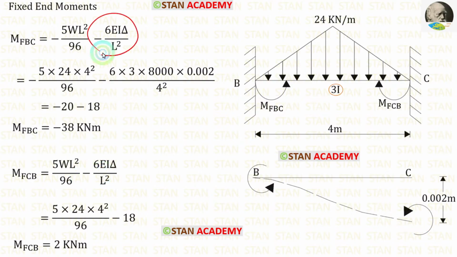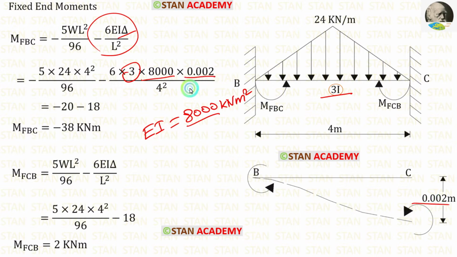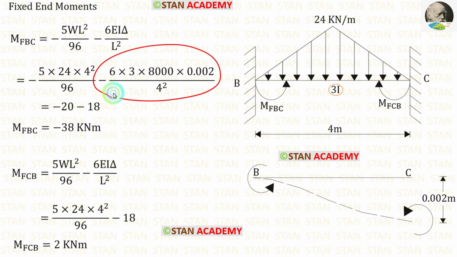In this formula, let us apply the values. EI is given in the question as 8000 kilonewton meter square. Let us apply that. For the span BC, the moment of inertia is 3I. So we have to multiply the EI value with 3. Delta is 0.002. L is 4. When we calculate this, we will get minus 18.